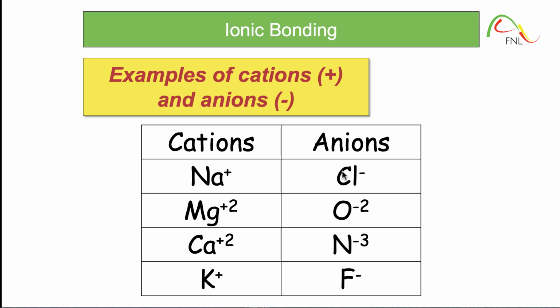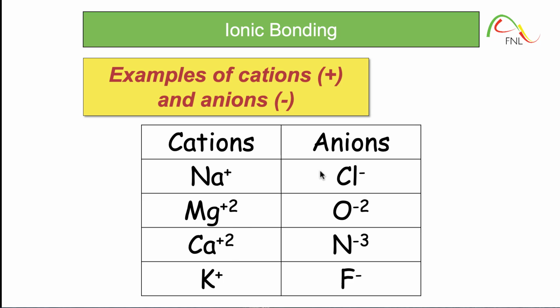Here are some examples of cations and anions. So sodium is Na+. Magnesium is in group 2, so magnesium needs to lose 2 electrons, and if it does so, it's got a charge of +2. Similarly, calcium is in group 2. That needs to lose 2 electrons, so that also becomes +2. Potassium is in group 1, so it's +. Okay, these are all metals. These are all positively charged metals.